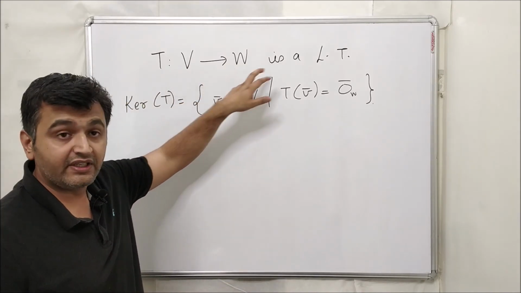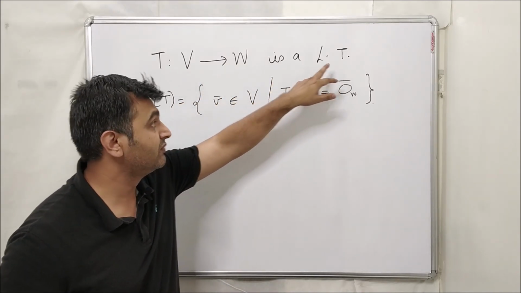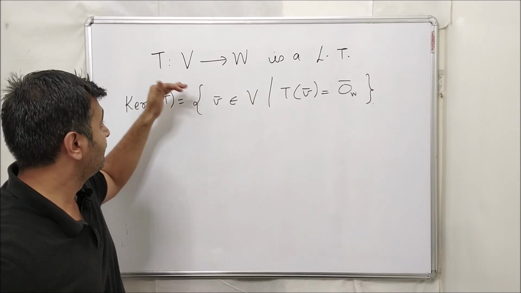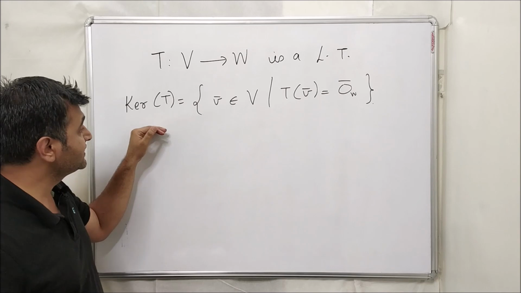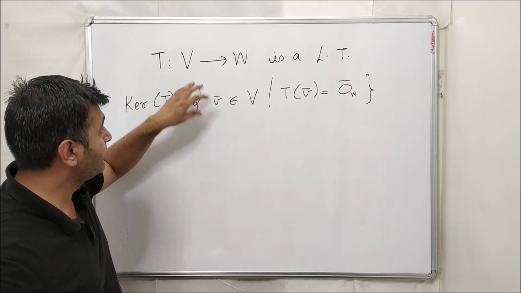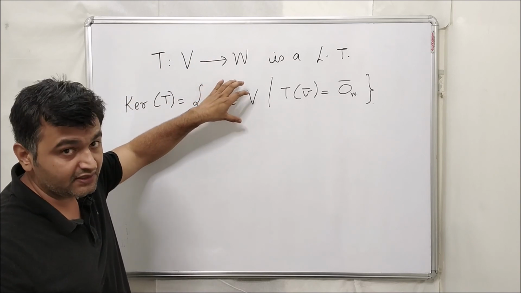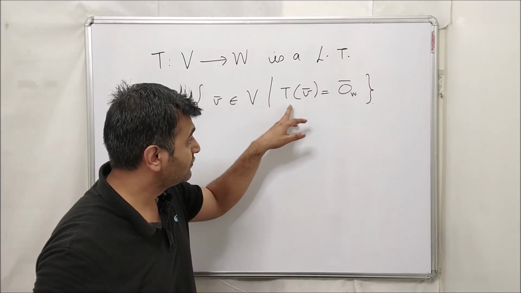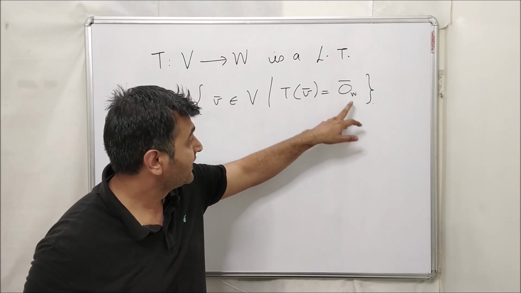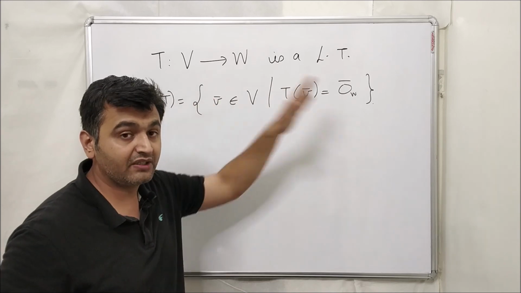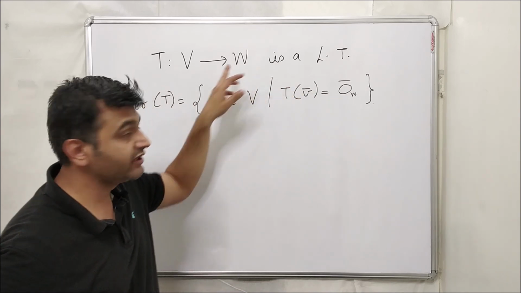So suppose you have a linear transformation T from one vector space V to another vector space W. Then how do you define a kernel? Kernel is nothing but the collection of all those vectors from V. So I'm taking some vectors from the domain, and they're nice vectors. Nice as in what? Those vectors whose image is 0. This is the 0 vector in W. So I'm talking about the image side.